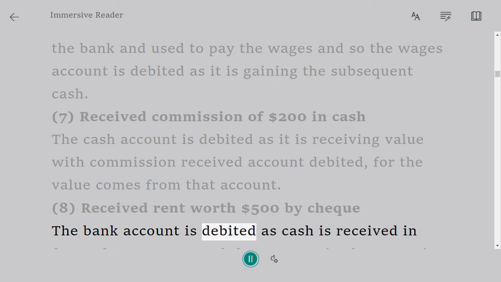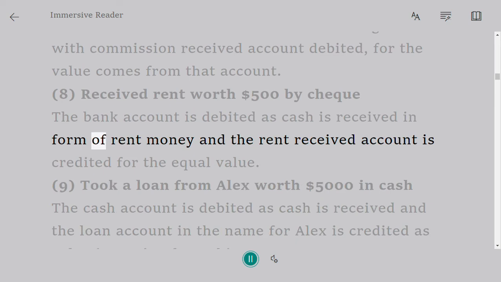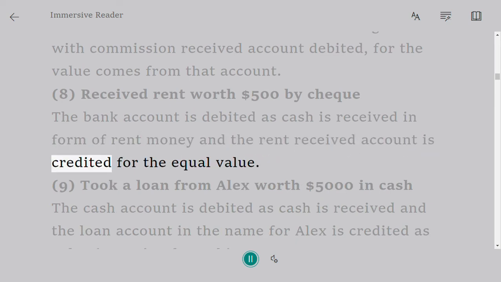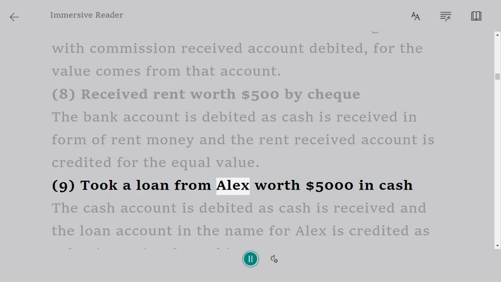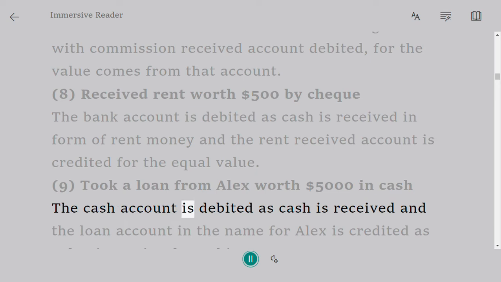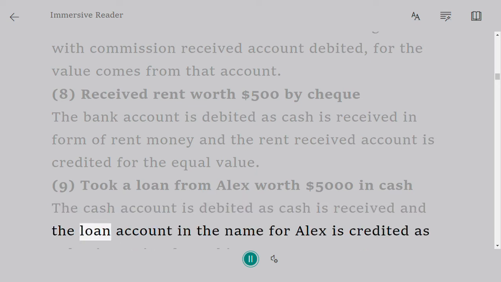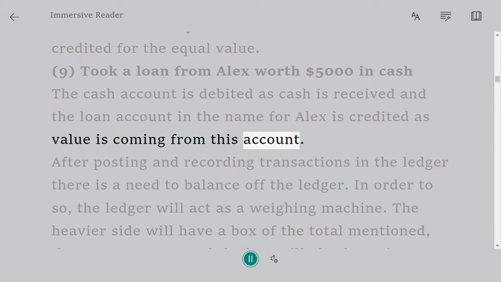The bank account is debited as cash is received in rent money, and the rent received account is credited for the equal value. 9. Took a loan from Alex worth $5,000 in cash. The cash account is debited as cash is received in the loan, and the account for Alex is credited as value is coming from this account.